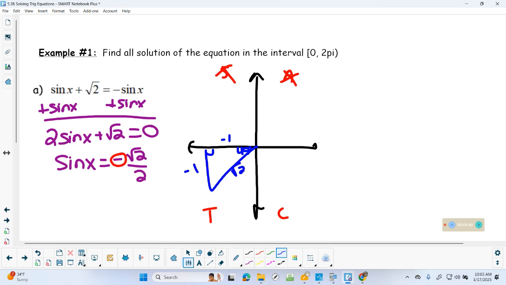If you do sine, of course, opposite over hypotenuse, you'll have -1 over 2, which does rationalize out. Let's measure from 0. So we're 45 past the 180 line. So what's your answer? 225 in degrees. Now put that into radians for me. What's that in radians?